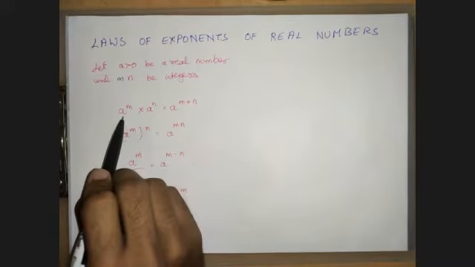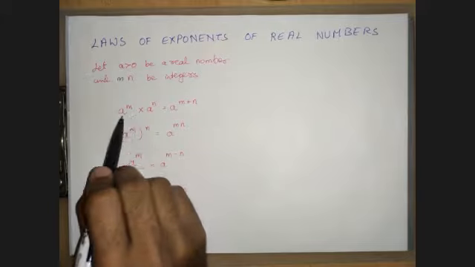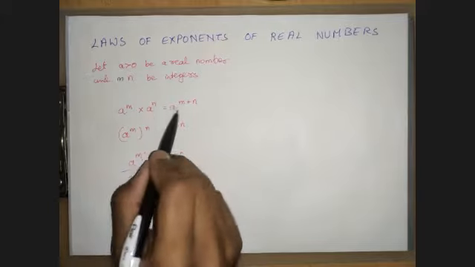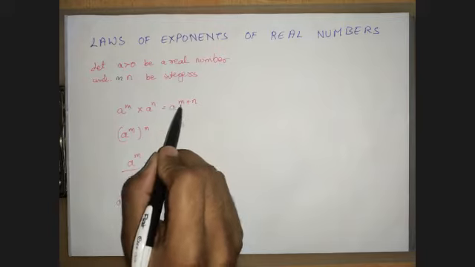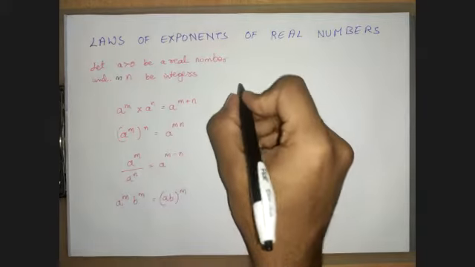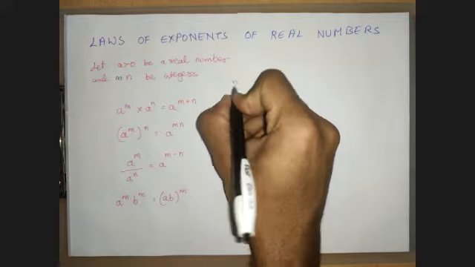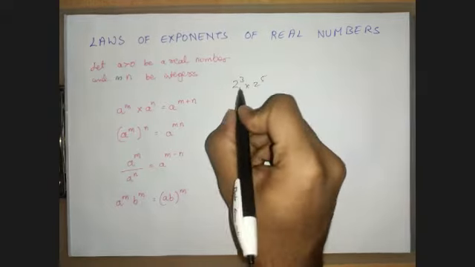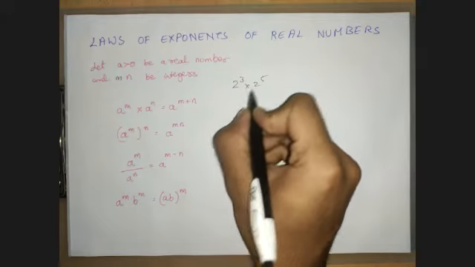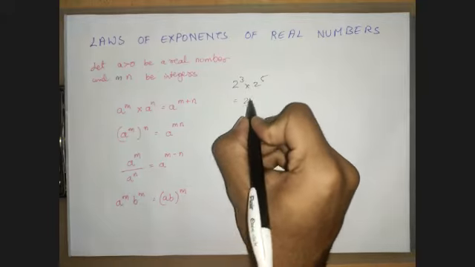then when the bases are the same, a power m into a power n, we can write it as a power m plus n. So for example, let us take 2 power 3 into 2 power 5. When the bases are the same, we can add the powers. So that would be 2 power 8.